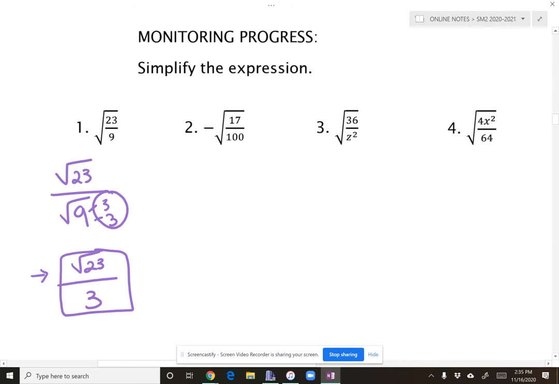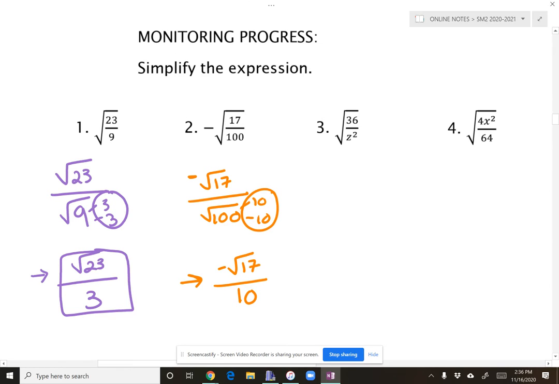Then moving on to number two. We're going to leave the negative sign out, and again, 17 divided by 100 doesn't do anything. So I'm going to do negative square root of 17 over square root of 100, and 100 is 10 times 10. So the best answer for this one is negative square root of 17 over 10.